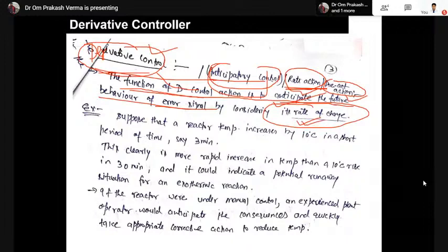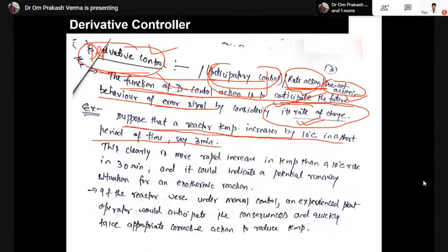Suppose that a reactor temperature increases by 10 degrees Celsius in a very short time, say 3 minutes. 3 मिनट में कितना टेम्परेचर बढ़ जा रहा है, 10 डिग्री सेल्सियस. 3 मिनट में 10 डिग्री सेल्सियस बढ़ जा रहा है. This clearly is a more rapid increase in temperature.